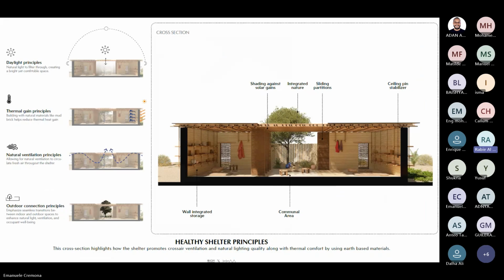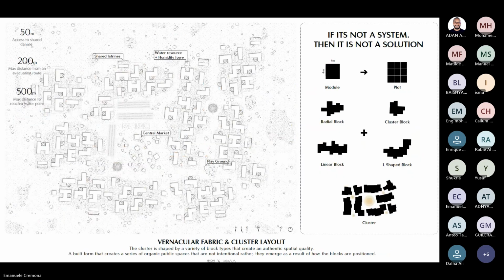This cross-section highlights that the shelter promotes cross-air ventilation and natural light quality, allowing thermal comfort by using earth-based materials. Next slide, please. The cluster is shaped by a variety of block types that create an authentic spatial quality, a built form that creates a series of organic public spaces that are not intentional, rather they emerge as a result of how the blocks are positioned. Next slide, please.